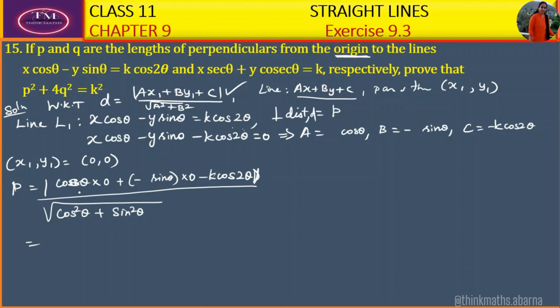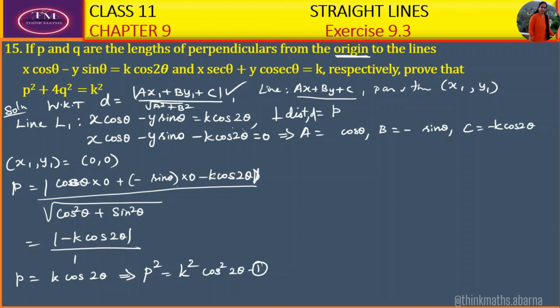Okay. So these two will become 0 and we will have only minus k cos 2 theta divided by cos square theta plus sin square theta is 1. Square root of 1 is 1. So this is 1. So P will be equal to, when taking modulus, this minus will go away. So it is k cos 2 theta. So squaring, P square will be equal to k square cos square 2 theta. Let us keep this as 1. Okay. Because we need P square.